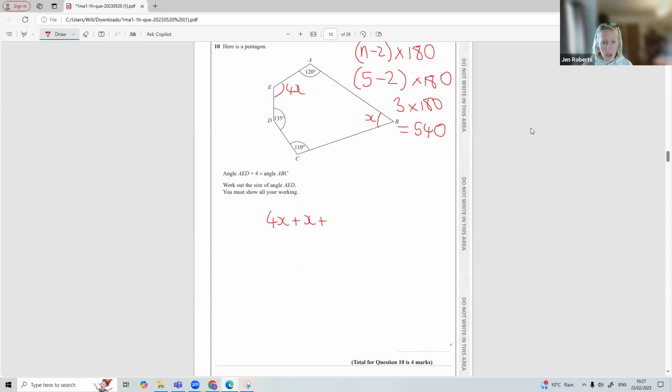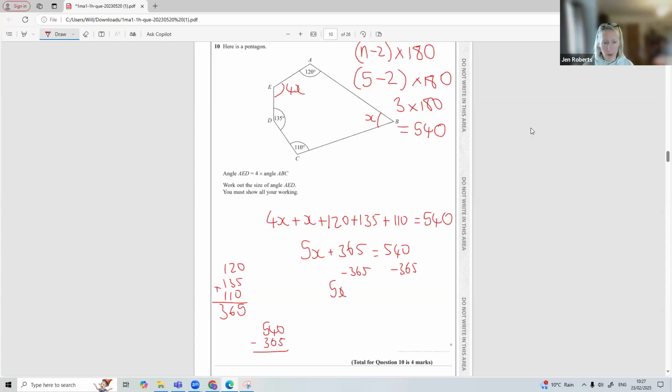I'm going to just make an equation here, right? So if we add all these together, it's 540. 120, add 135, add 110. You might want to do this mentally in your head. 4x add x is 5x. So now we've got our equation. I'm going to subtract 365 from both sides. Again, you might want to do this in your head. I'm going to do it as a subtraction.